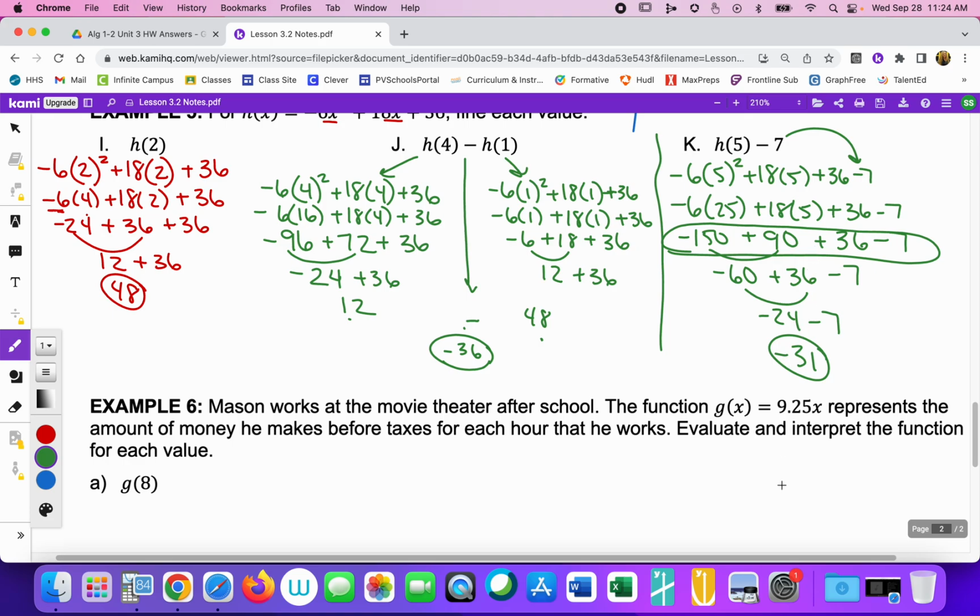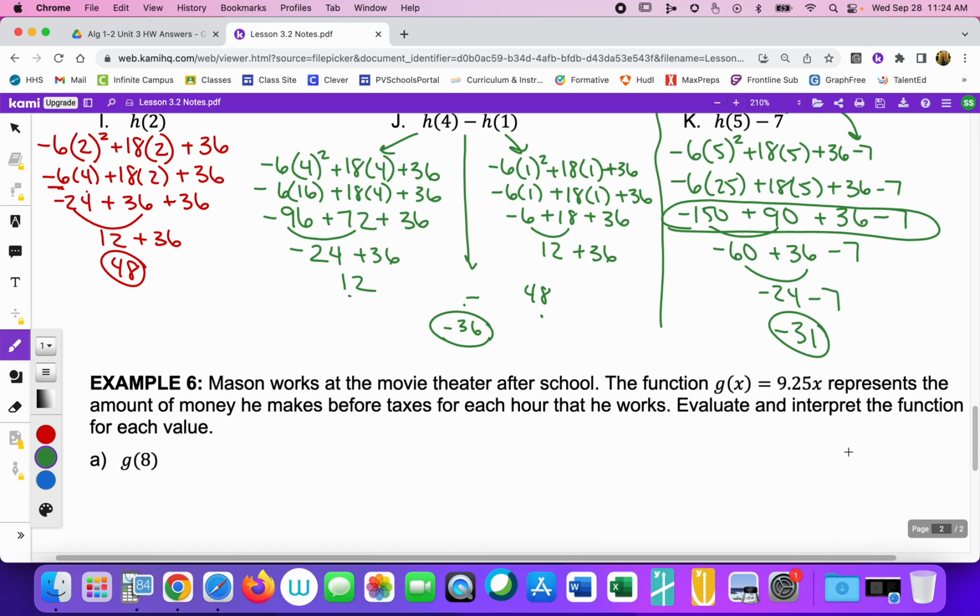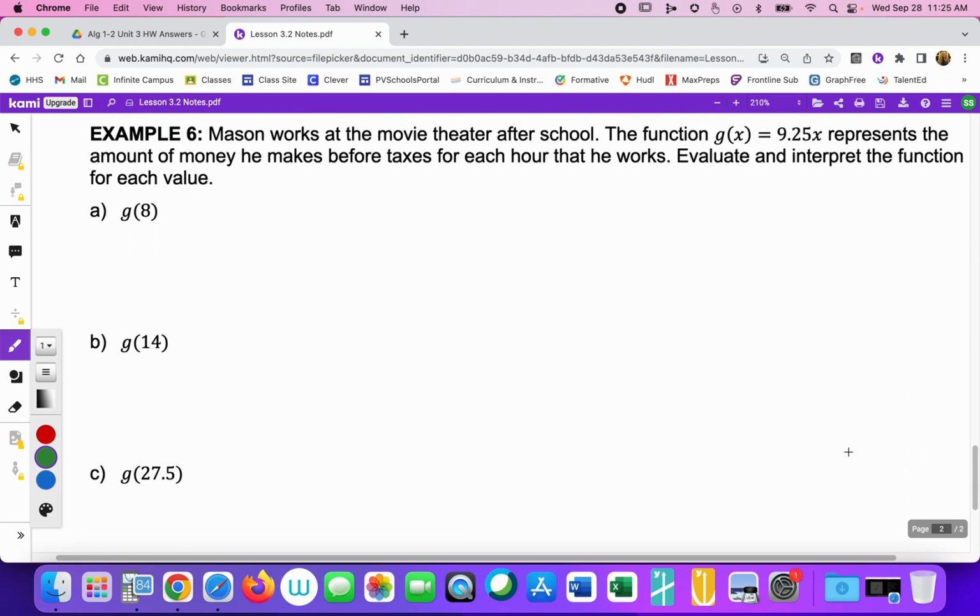Mason works at the movie theater after school. The function g of x equals 9.25x represents the amount of money he makes before taxes for each hour that he works. Evaluate and interpret the function for each value. So we're going to plug these numbers in, and we're going to talk about what they mean when we're done.